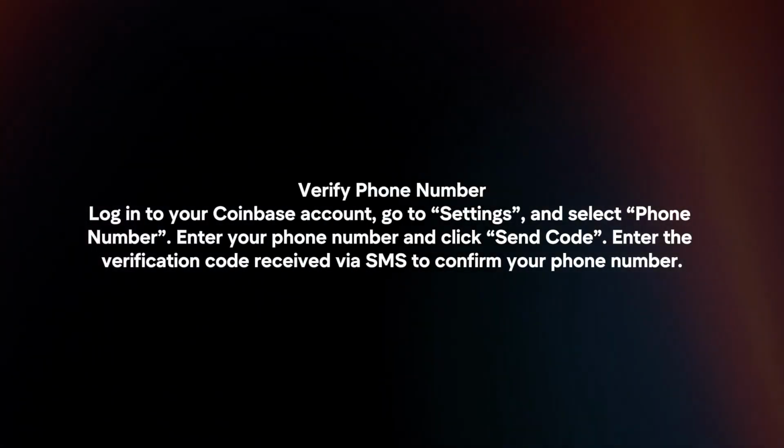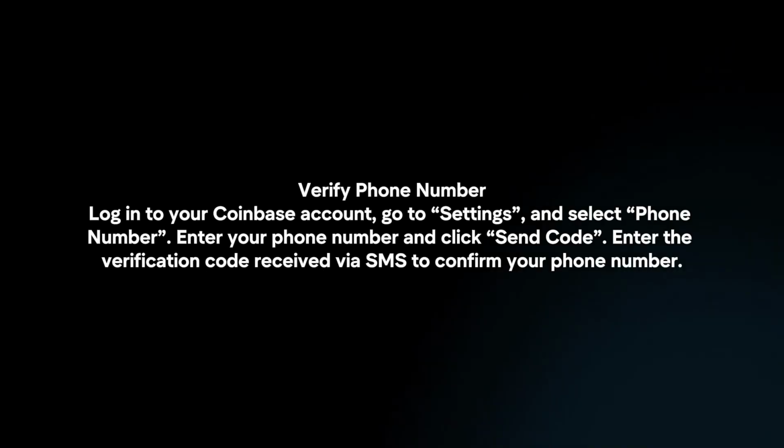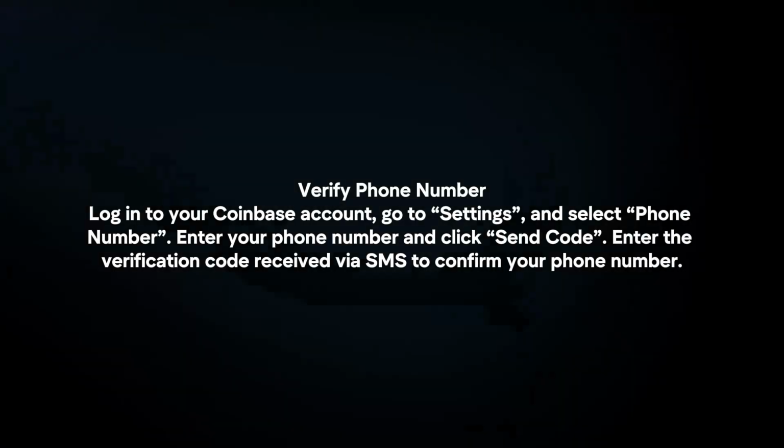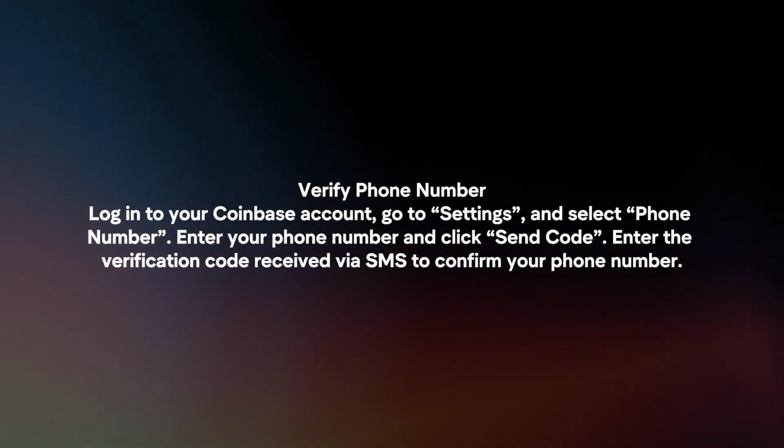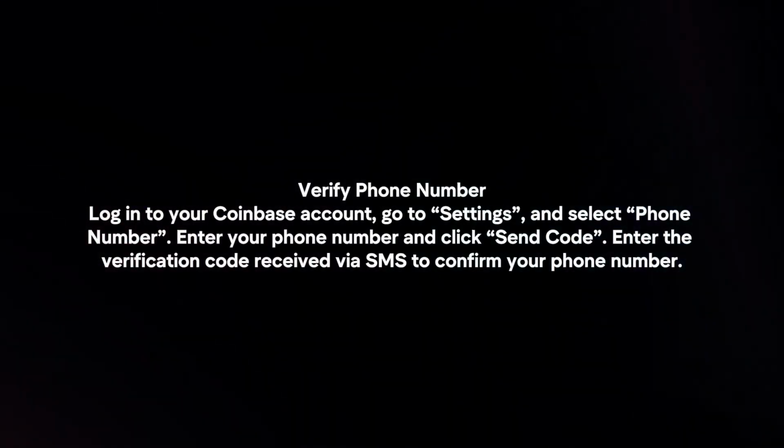Verify phone number. Log into your Coinbase account, go to Settings and select Phone Number. Enter your phone number and click Send Code. Enter the verification code received via SMS to confirm your phone number.